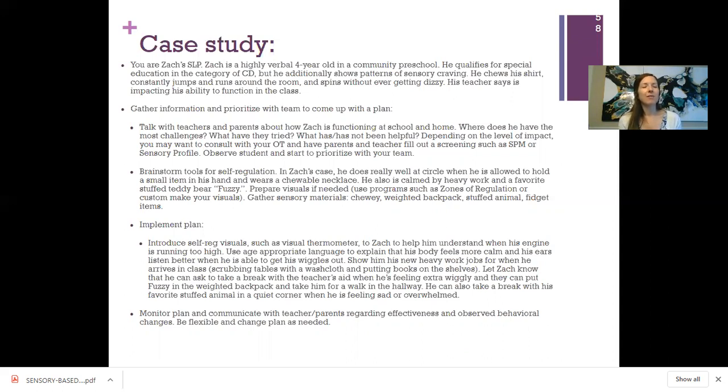So basically, it's about Zach. He's a highly verbal 4-year-old, and you're his speech therapist. He's in a community preschool, and he qualifies for special ed in the category of communication disorder. But he additionally shows patterns of sensory cravings. So he's chewing his shirt, constantly jumping around the room, spinning. His teacher says it's really impacting his ability to function.